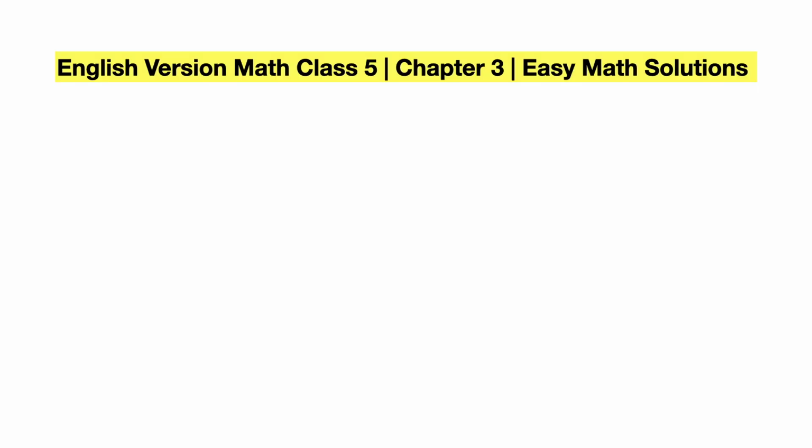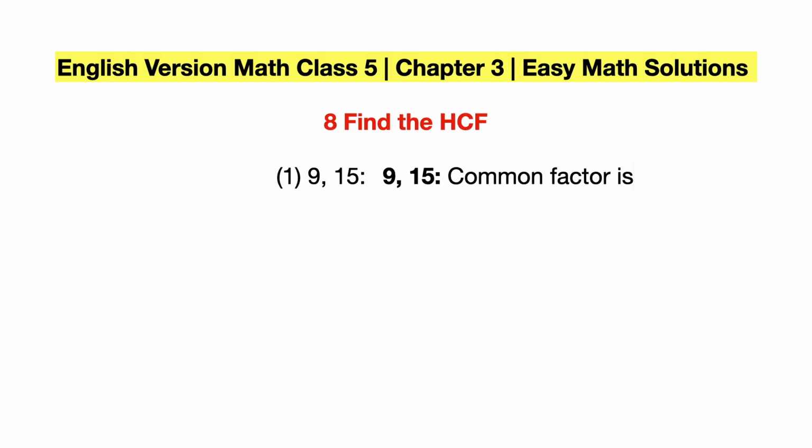English version, Mathematics Class 5, Chapter 3, Number 8. Find the HCF. Number 1: 9 and 15. The common factor is 3, because you can divide both by 3.